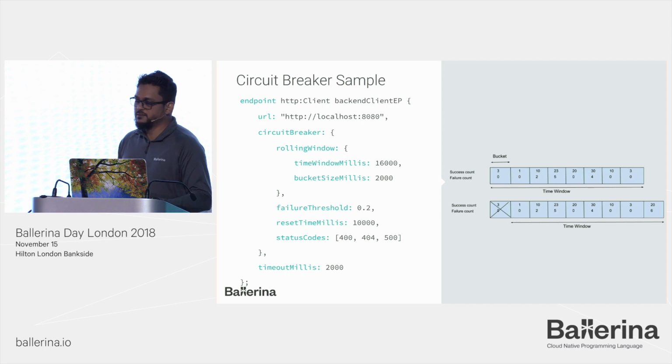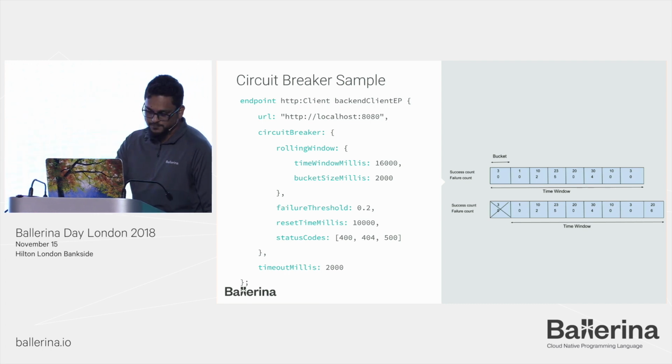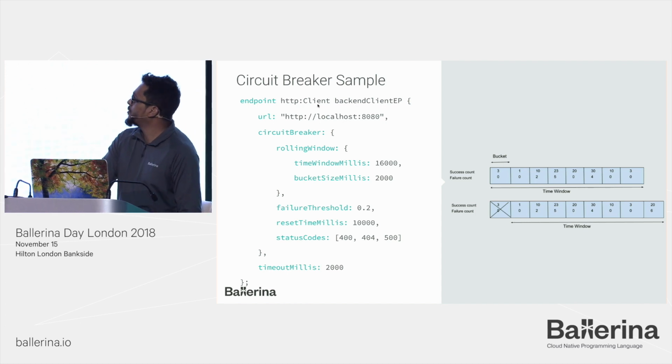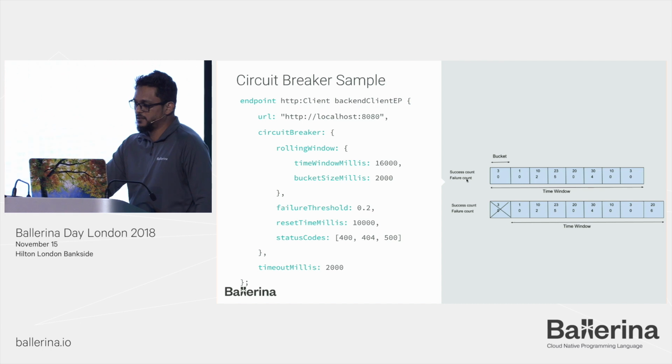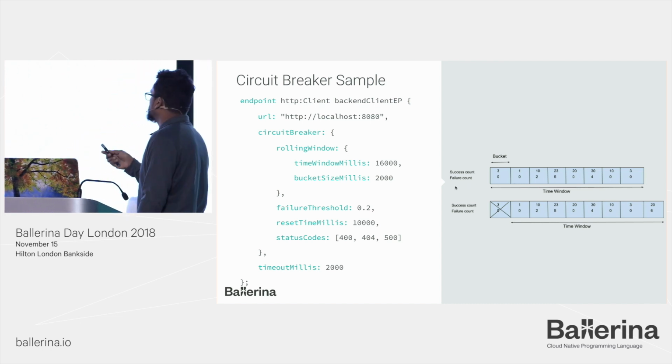So the circuit breaking sample configuration, this is the part that you need to pay attention to. It's a normal HTTP client endpoint. And then we are specifying the circuit breaker policy. It's a rolling window, and then there are some configurations. It's easier to understand with this particular diagram here, right?